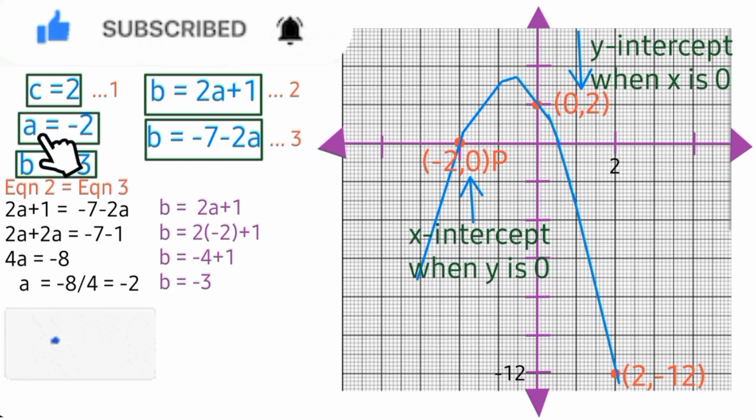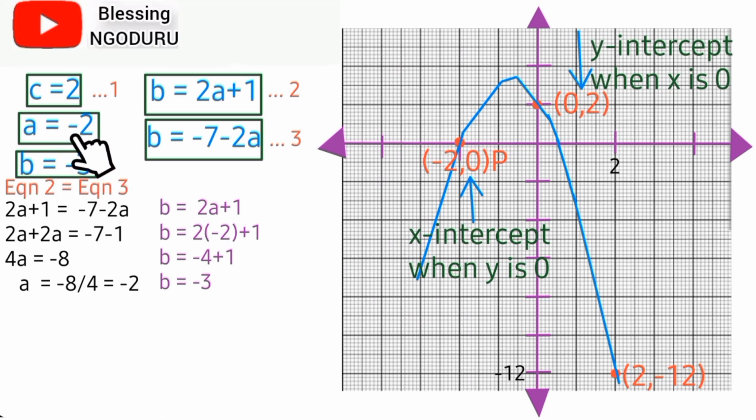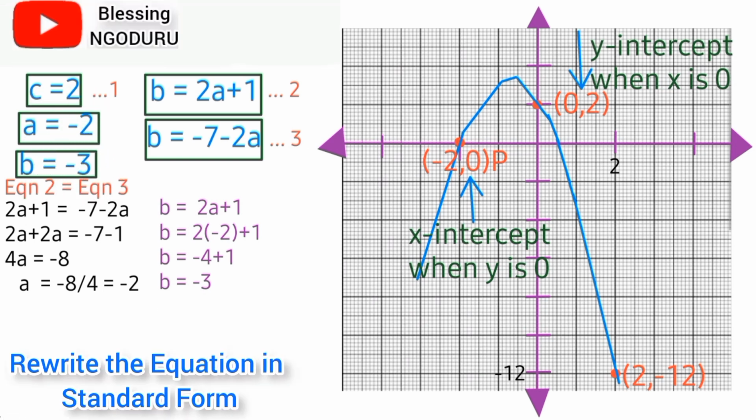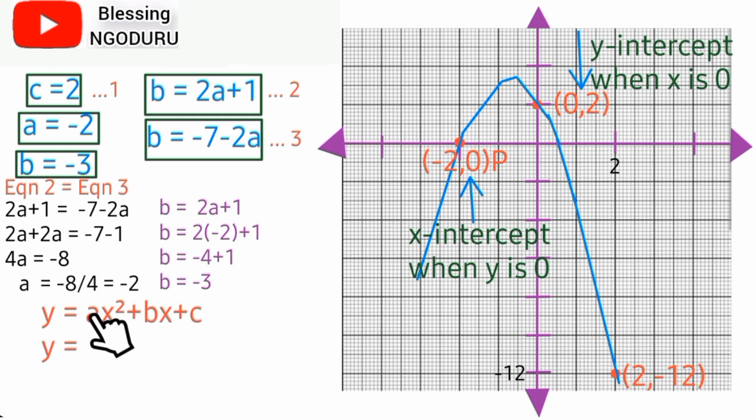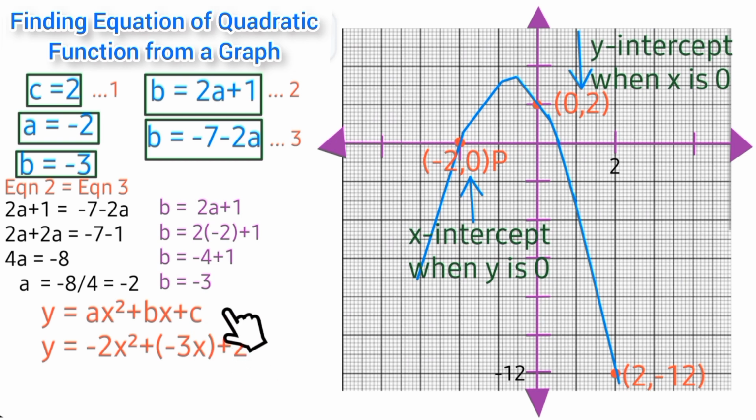So we now have the value of a, b, and c. Now let's rewrite the equation in standard form. All we need is to replace a, b, and c in the equation with these numbers. This is the standard quadratic function. y equals a, with this our a value is minus 2, then x squared plus bx, our b value is minus 3x, then plus c, our c value is 2. y equals minus 2x squared plus times minus 3x. We have minus 3x because plus times minus gives minus, and then plus 2.